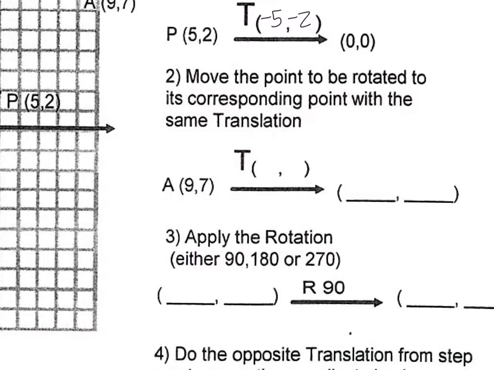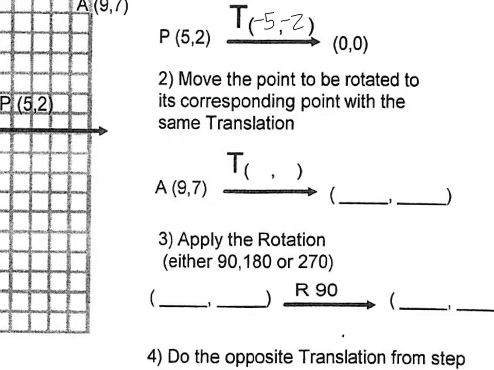Now it's super important that we move the point that's to be rotated the same translation. So I'm going to put (-5, -2) right here. Think about that for a second. That's going to move (9, 7) over to (4, 5). So we have just moved the point of rotation to the origin.